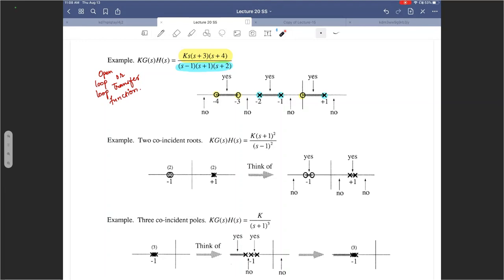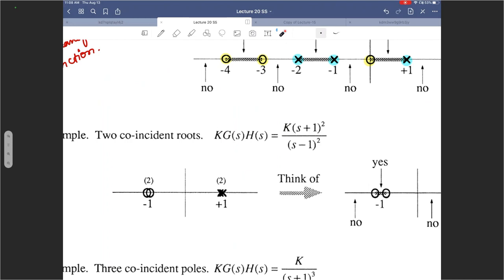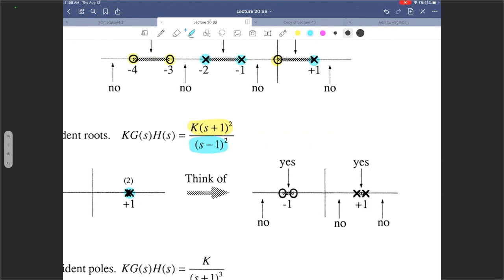Another example here is for two coincident roots, right? So when you have roots that are coincident, for example, you have 2 zeros at -1 and 2 poles at 1. If you have that case, you have to think about this as those 2 poles separated by a small section on the real axis. So you would still count that as yes. So you would go no, yes, no, yes, no, and so on. That's how you would deal with two coincident roots.